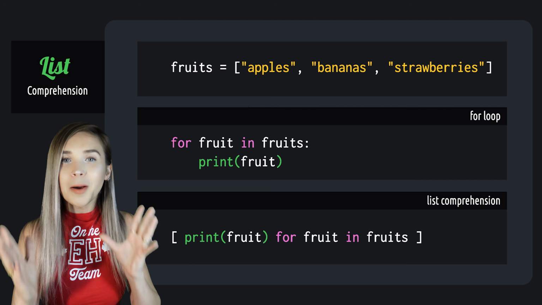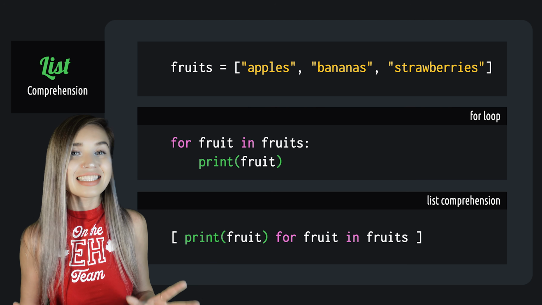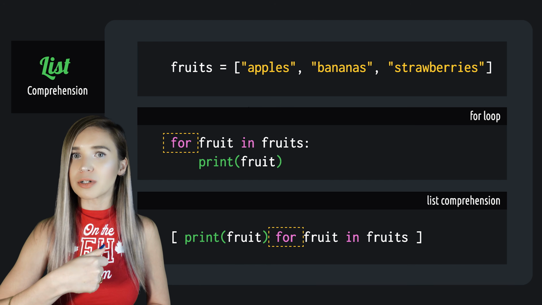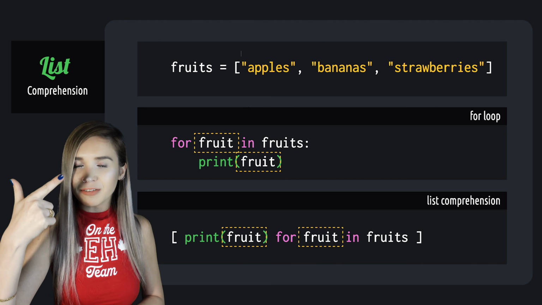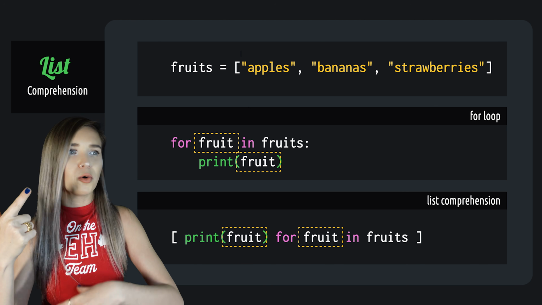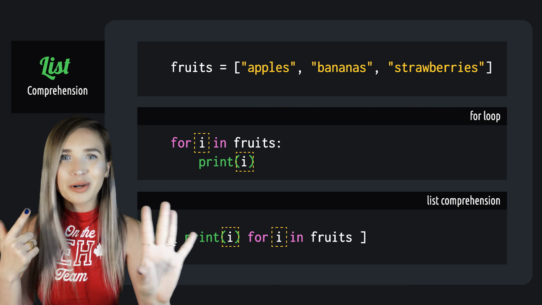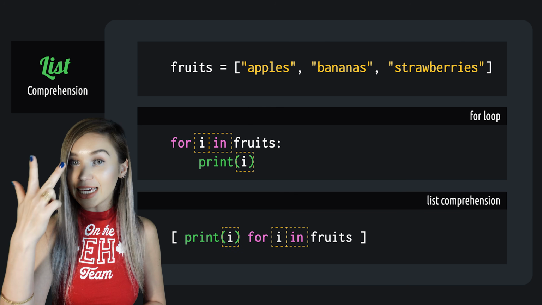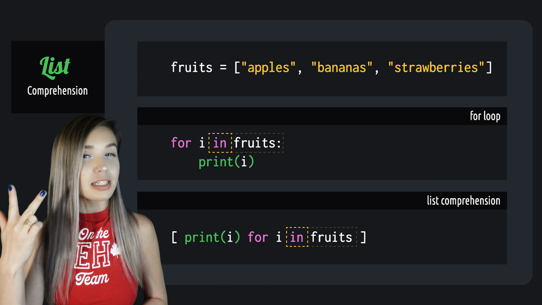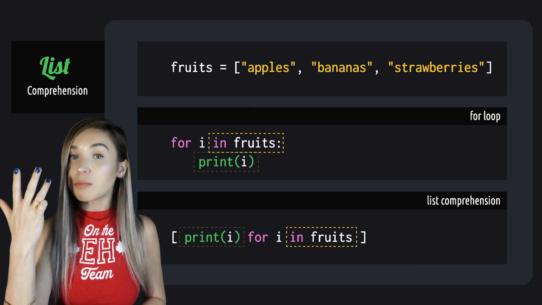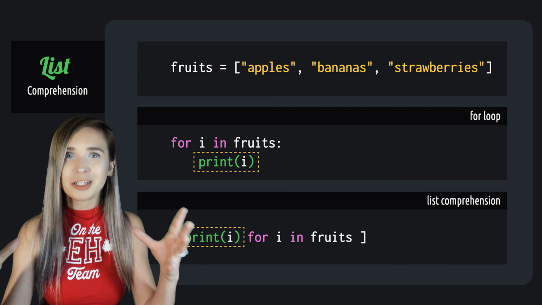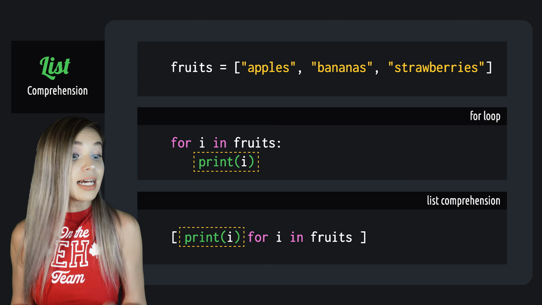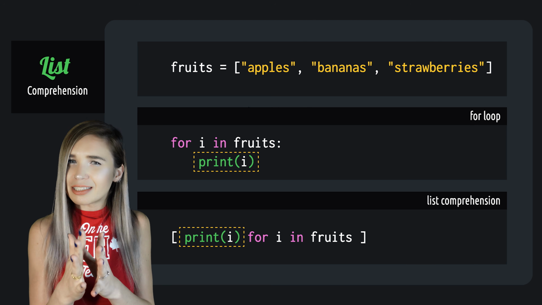So essentially, both techniques are using the exact same components. In both cases, we have the for keyword. We also have the iteration variable fruit, which we could have called f or i or whatever your heart desires. It's entirely up to us. We also have the in keyword followed by the name of the list. And lastly, we have the body of the for loop, or the actions which we'd like to perform on all the list items.